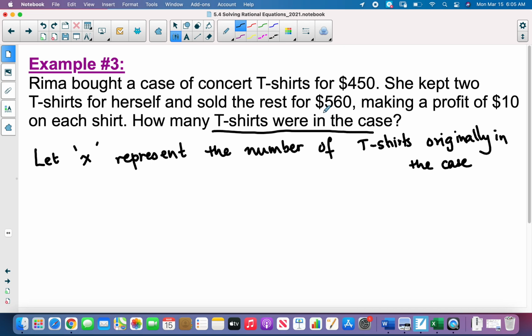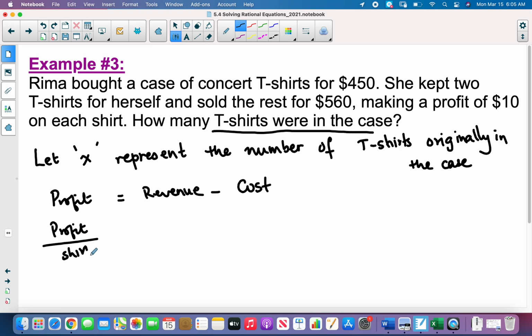So it's a profit question, right? Where profit is equal to revenue minus cost. We're going to use this relationship between profit, revenue, and cost to come up with the equation for this word problem. Now, because she bought these many shirts, we need to find the profit per shirt. Profit per shirt is equal to the revenue that Rima had per shirt minus the cost per shirt.